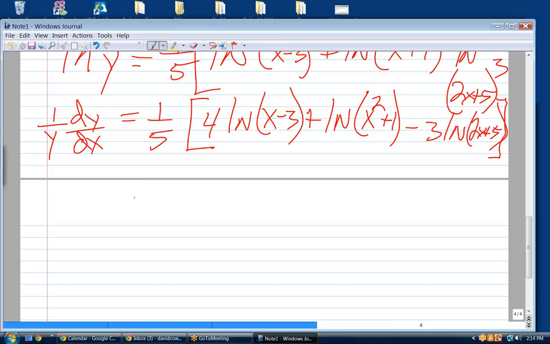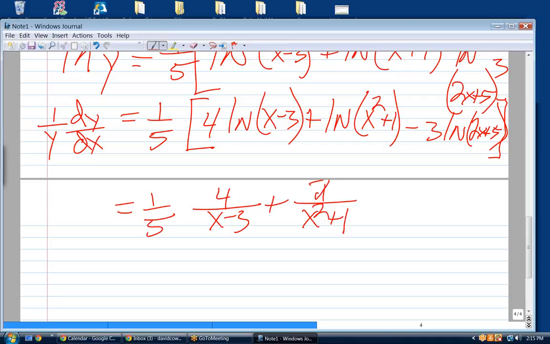To differentiate this, I'll leave my 1/5 out here for the moment. Well, this is just 4 over (x minus 3) plus the derivative of that, which is 1 over (x squared plus 1) times 2x, minus 3 times the derivative of that, which is 1 over (2x plus 5). Now we're almost done.